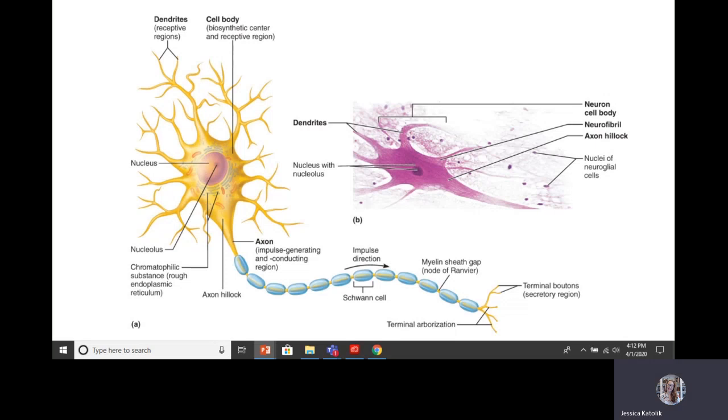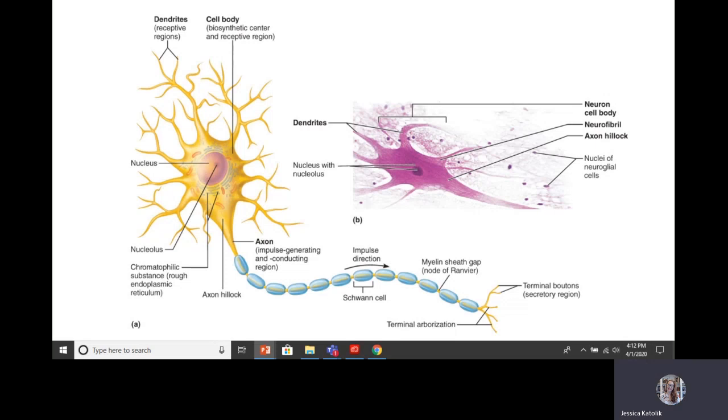Axons can also vary in diameter. I mention that because diameter is important for how fast an action potential can travel down the axon. The larger the diameter, the faster the electrical impulse, or the action potential, can travel, because it will have less resistance going through that axon.